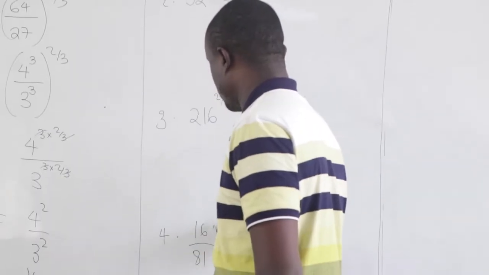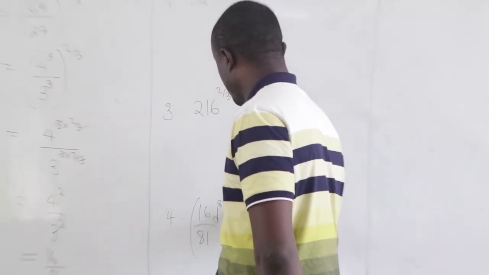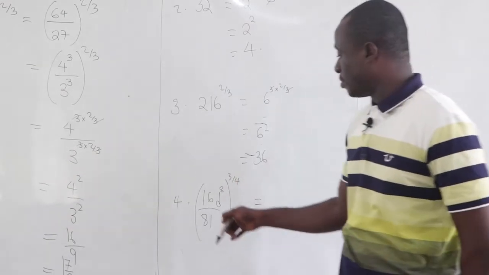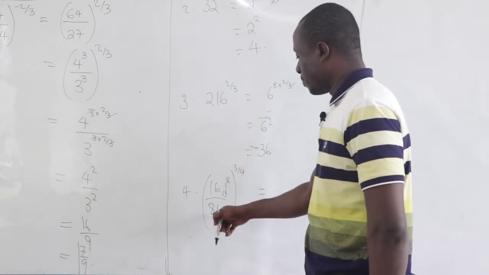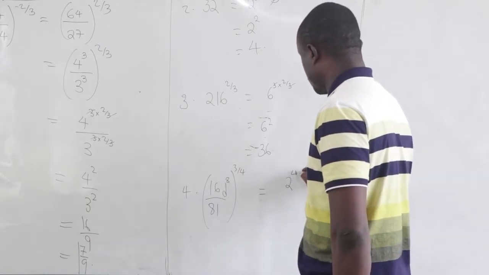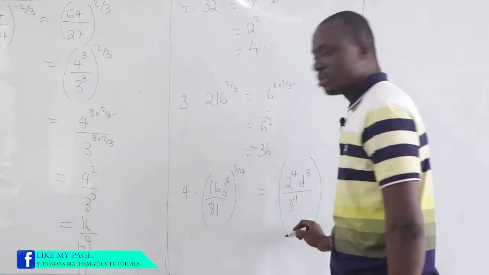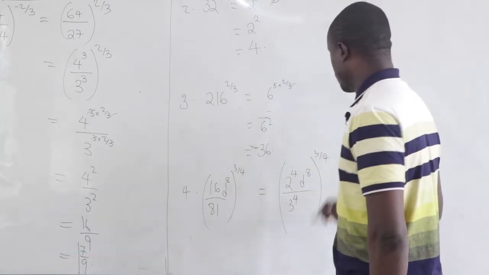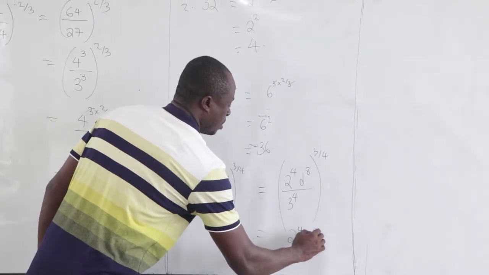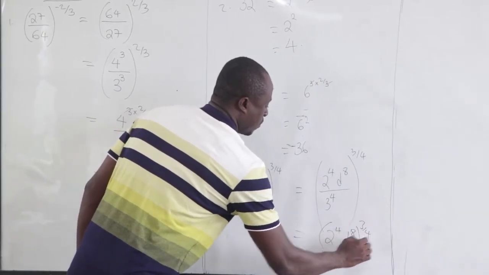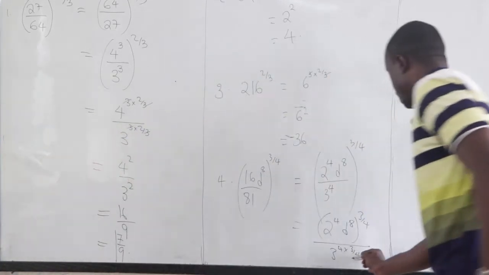Now let's see the fourth one. 16 over 81. We have b all to the power 8, and then we have 3 over 4. What can we do over here? Now 16 and then 81, because this is 3 over 4, we write them as powers of 4. So then we have 2 to the power 4, we have b to the power 8, all over 3 to the power 4. 3 to the power 4 is 81. We have 3 all over 4. And this is the same as 2 to the power 4, b to the power 8, all to the power 3 over 4, all over 3 to the power 4 times 3 over 4. Now this will cancel that.